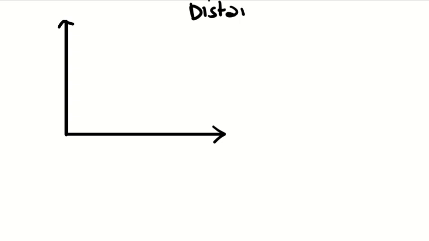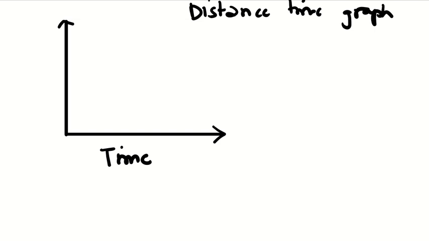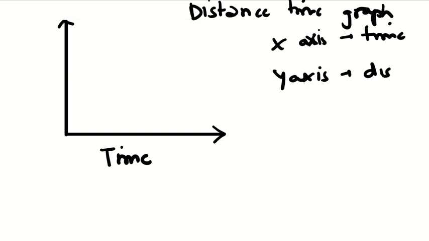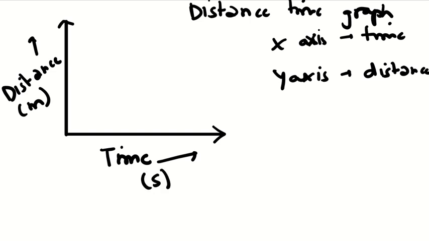First we are talking about the distance time graph. What will happen in a distance time graph? The x-axis will represent your time, and the y-axis will represent your distance. This is my distance. Say distance is in meters and time is in seconds.